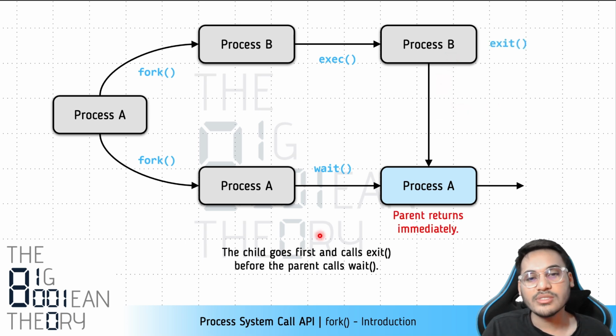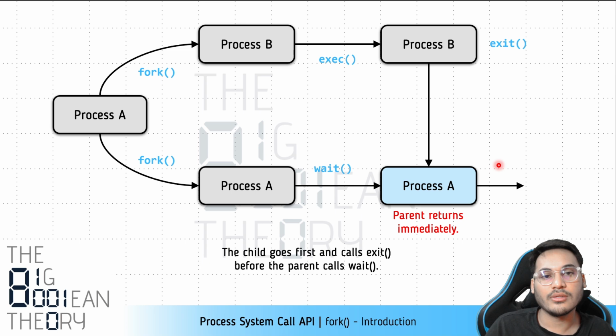If it so happens that the child terminates before the parent has called wait, then in that case there is no need to suspend the execution. The parent process returns immediately, right? This is the case when the child process was created and it went on, executed, and finished before the parent. So when the parent calls wait, it returns immediately. So these are the two cases: either the parent can call wait before the child exits, or the child can exit before the parent calls wait, right?